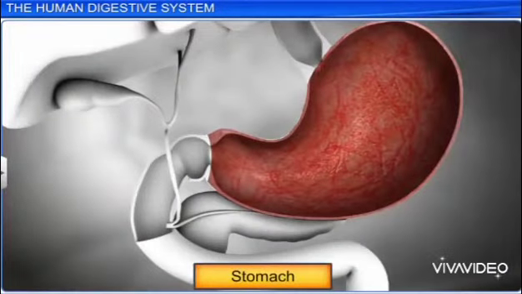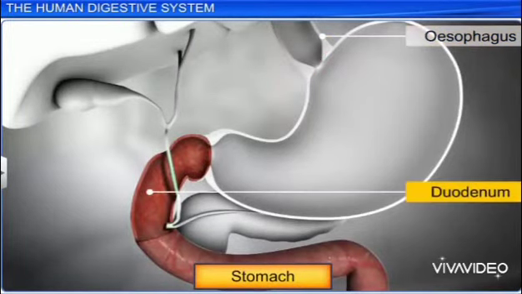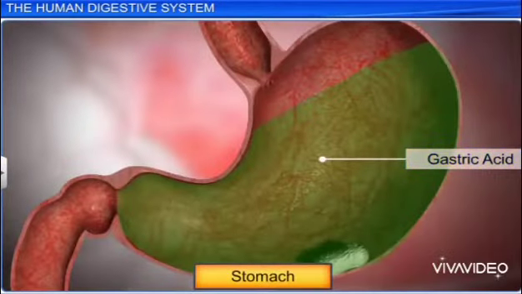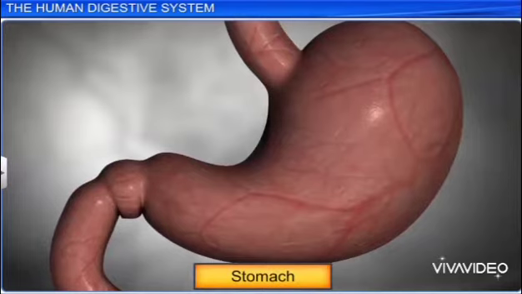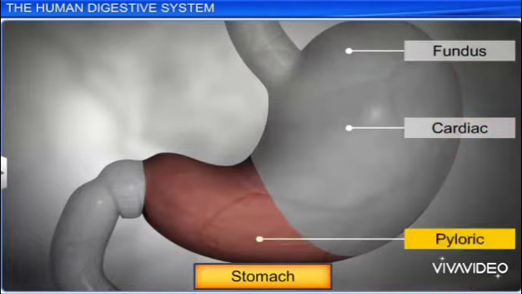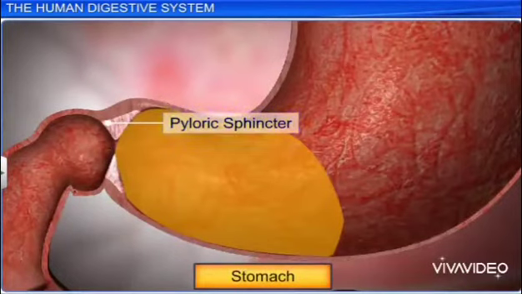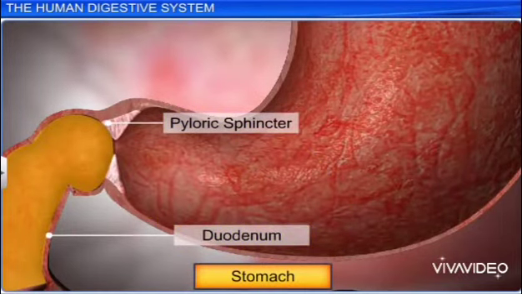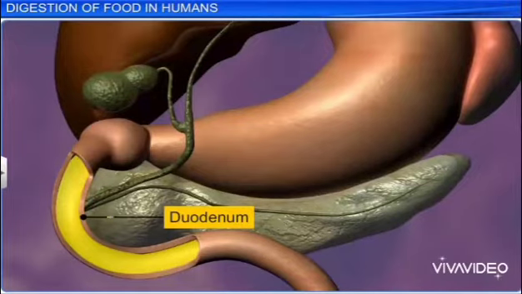The stomach, a J-shaped sac, is located in the upper left part of the abdominal cavity between the esophagus and the first part of the small intestine called the duodenum. Gastric acid inside the stomach digests the food we eat. The stomach is made of three major parts: a fundic region, a cardiac portion, and a pyloric portion. At the end of the pyloric portion lies the pyloric sphincter, which regulates the flow of the churned food from the stomach into the duodenum, the first part of the small intestine.